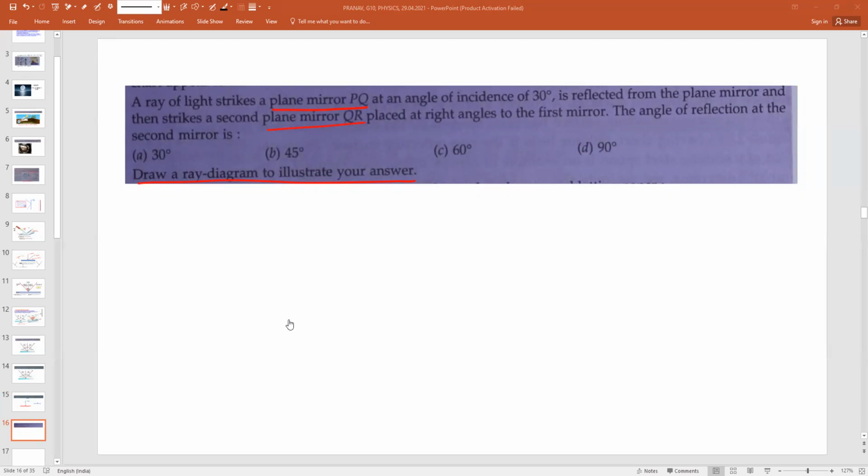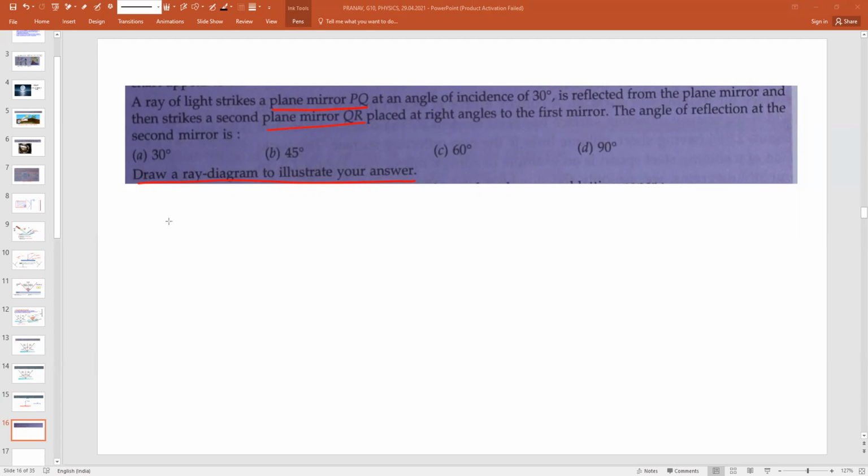60 degrees. Yes, 60. How did you do this? You just take 90 minus 30? No, that is not right. Okay, I will explain to you. What is the question actually? Can you read the question, please?